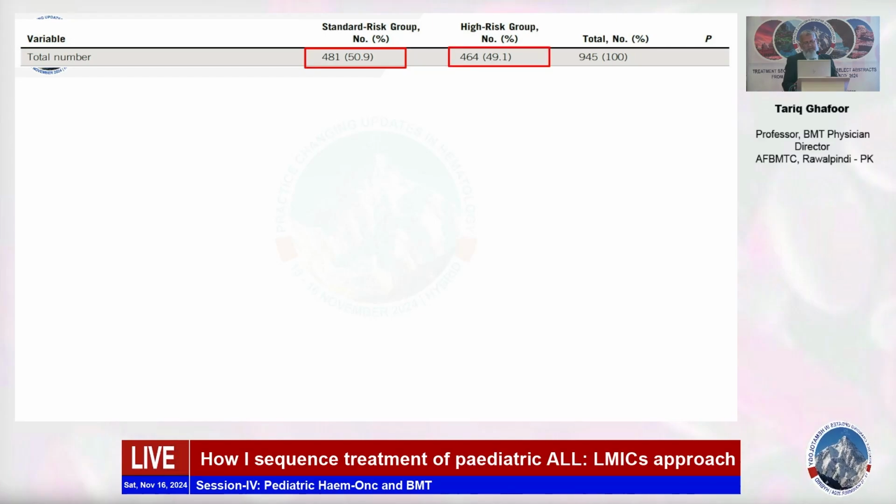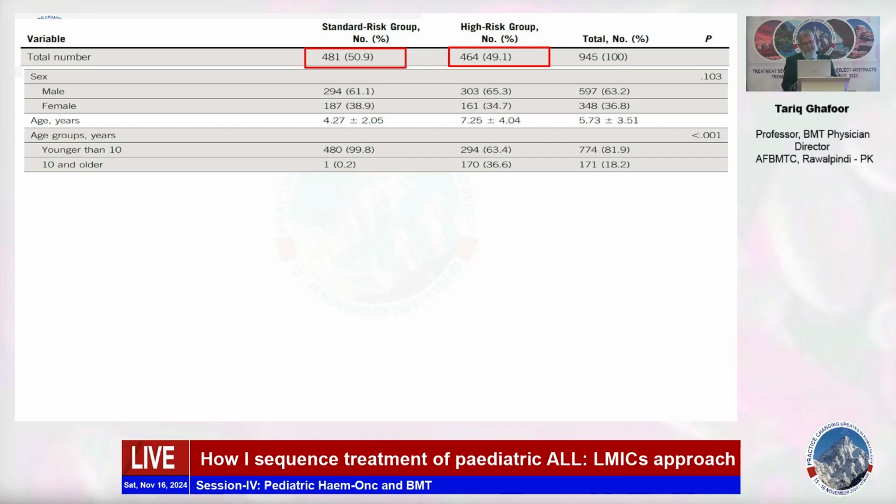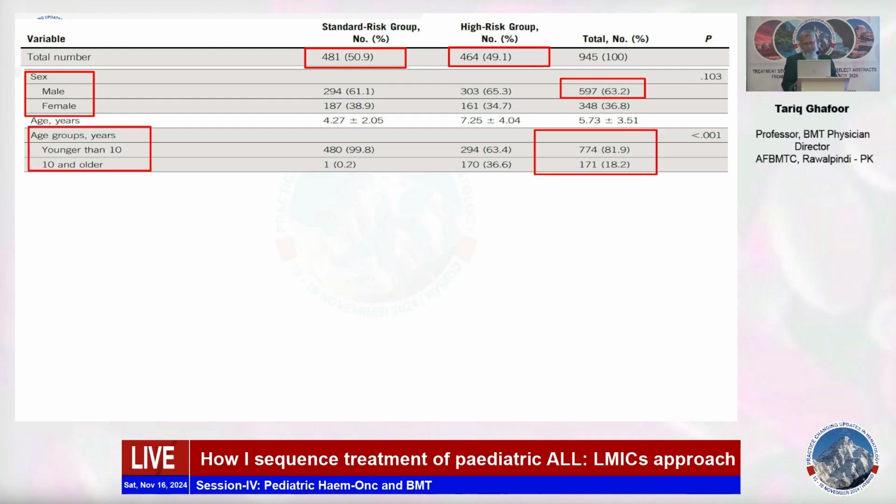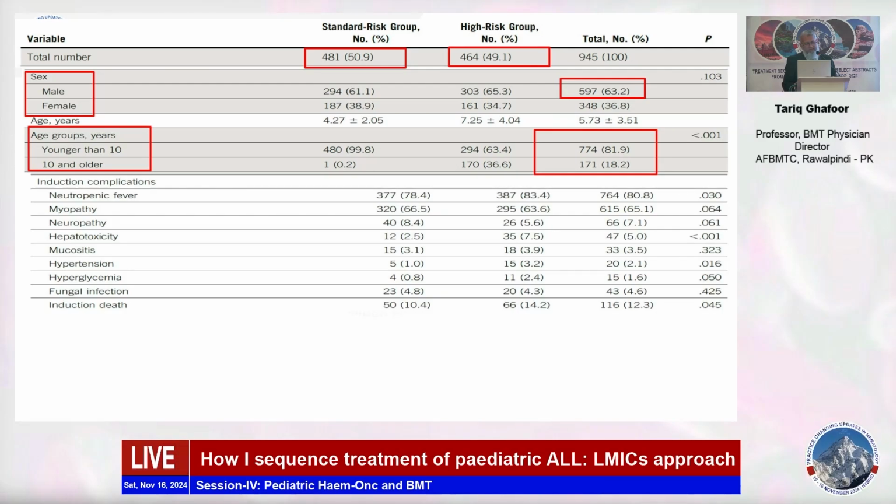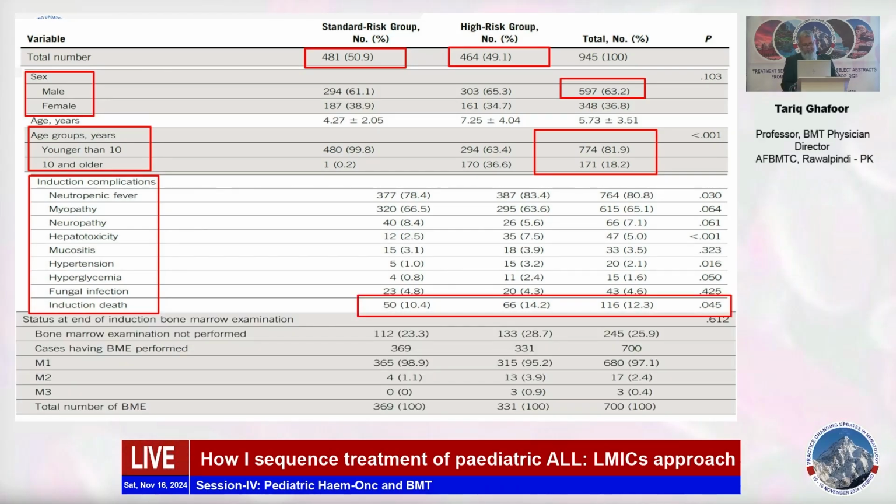If you look at the risk group stratification, almost 50% of patients were in each group: regimen A 3 drug, or the regimen B 4 drug. And 80% of patients were less than 10 years of age. Major problems in the induction were neutropenic fever, myopathy, neuropathy, and hepatotoxicity. At the end of induction marrow, almost 99% of patients in the low risk group achieved remission, and 95% in regimen B or the high risk group.